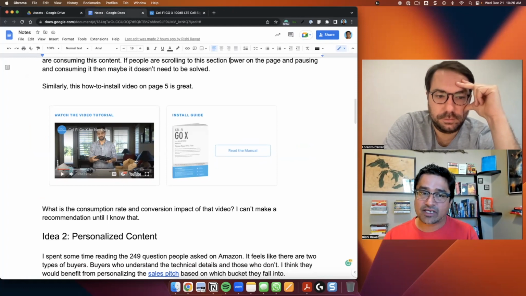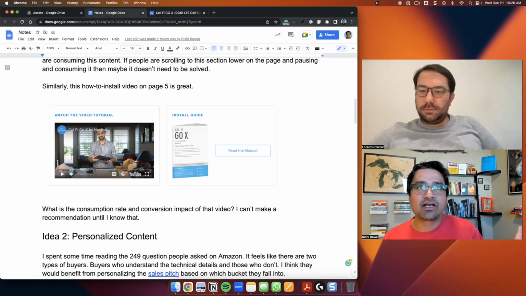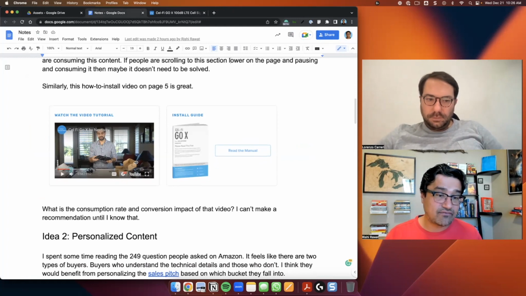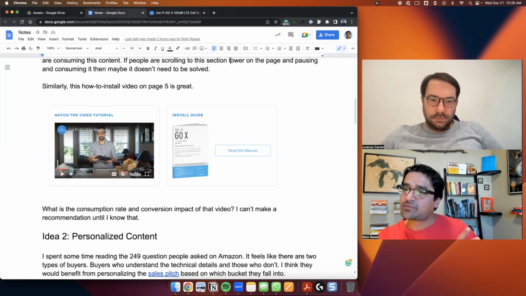If the number of people that saw the video was, let's say, 45%, and the conversion impact of the video was 2x more than the page average, maybe that's a good enough discovery rate. Then maybe I don't have to worry about it. But if the view rate of the video was like 4% and the conversion impact was 4 or 5x, then I know the video needs to be made more visible.